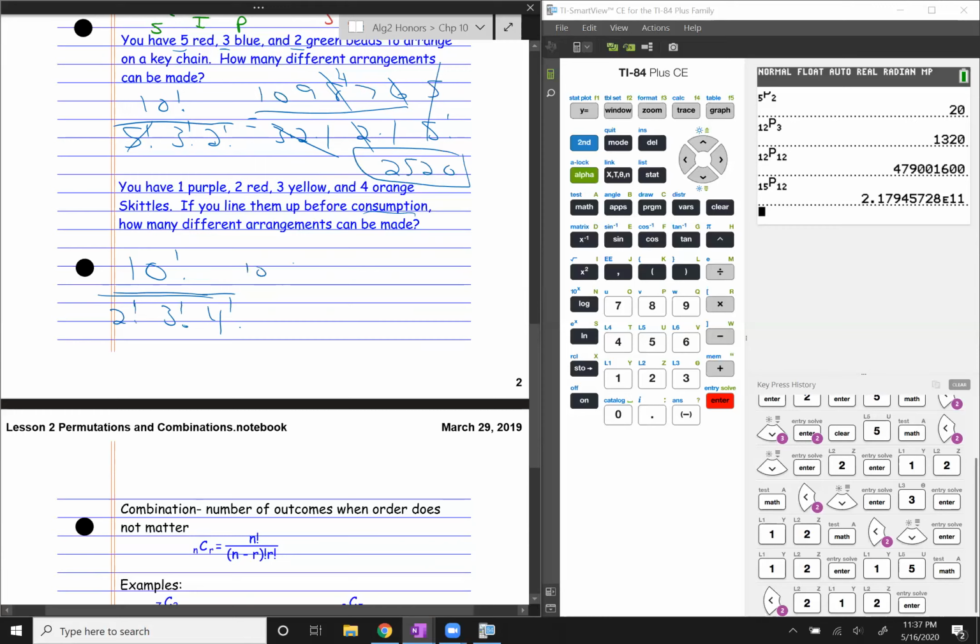So again, 10, 9, 8, 7, 6, 5, 4. I'm going to stop at 4 so I can get rid of my 4 factorials. Come back to 3 times 2 and 2 times 1. If I want to put 1s on there, I can.